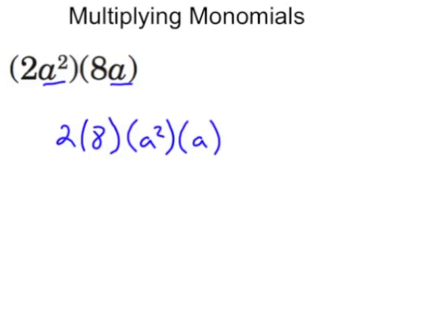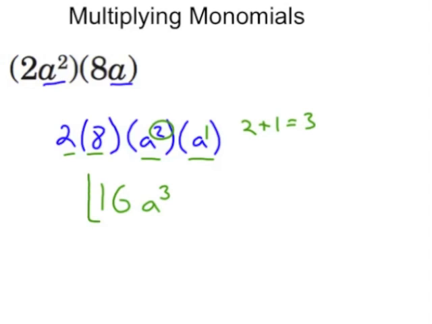I multiply my coefficients first, 2 times 8, which is 16. And now I multiply my variables. A squared times a would be a to the power of 2 plus 1. Why 1? Because the a doesn't have an exponent. So this is a to the power of 3. My answer is 16a cubed.